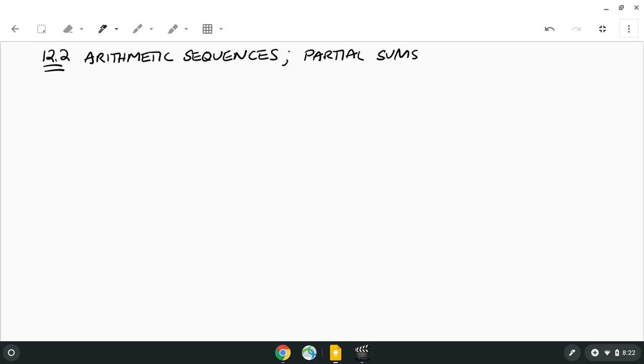Early on in 12.1, you'll notice that we weren't asking you to find the sum of the first 100 terms or 50 terms or 20, because you'd have to find all those terms and add them all up together. But here we'll be asking you to find the sum of the first 100 terms. The reason why is because there's going to be a formula.